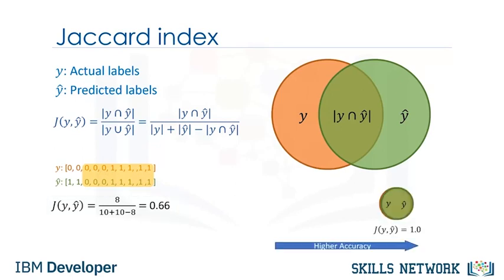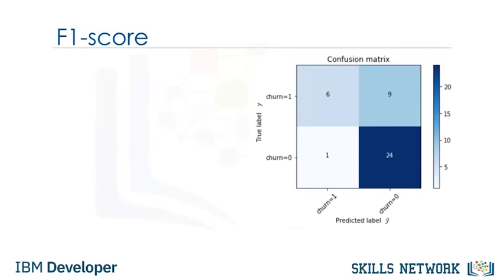If the entire set of predicted labels for a sample strictly matches with the true set of labels, then the subset accuracy is 1.0. Otherwise, it is 0.0. Another way of looking at accuracy of classifiers is to look at a confusion matrix.